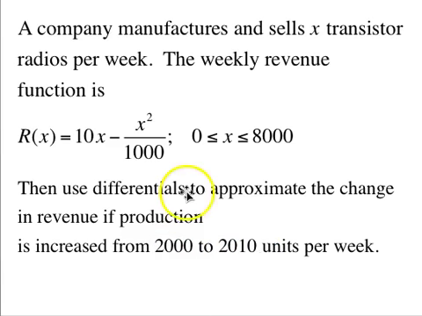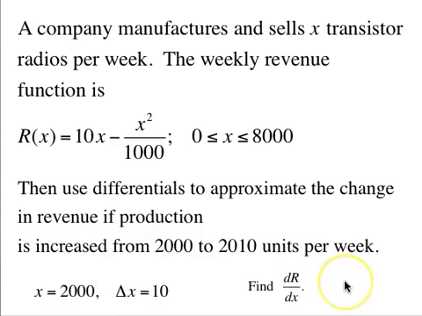Our original r is going to take some work. We're going to have to plug in 2,000 into that function. But then we're going to have to find change in r. Change in r is what we're going to want. Again, original x is 2,000, change in x is 10. Find dr/dx, which will give us the change in r eventually.